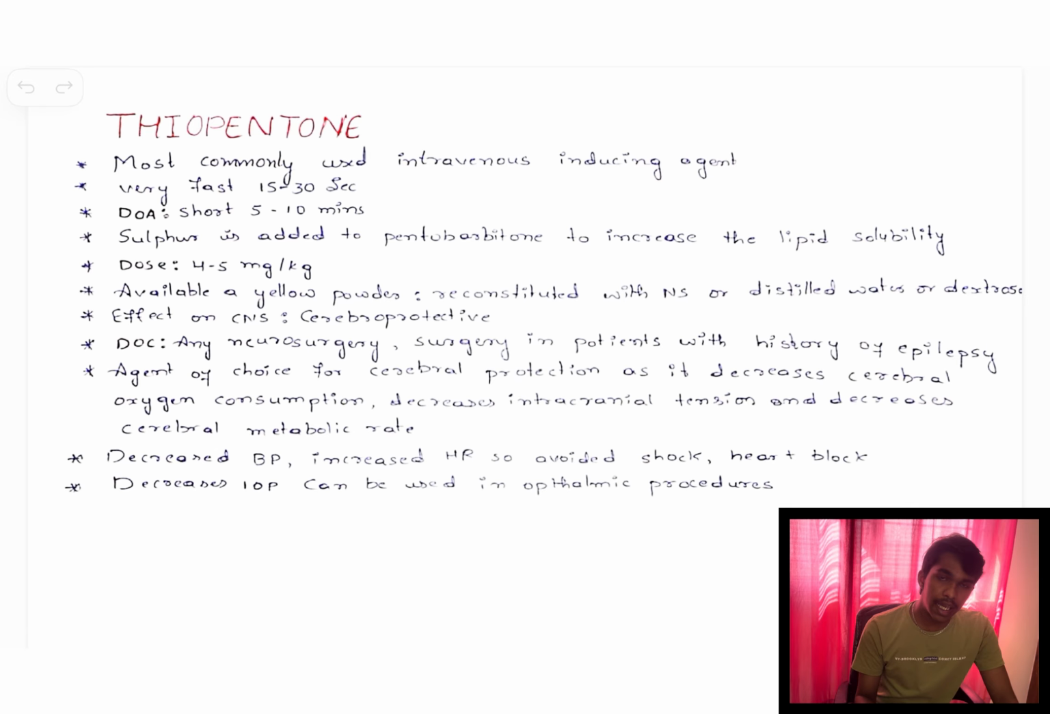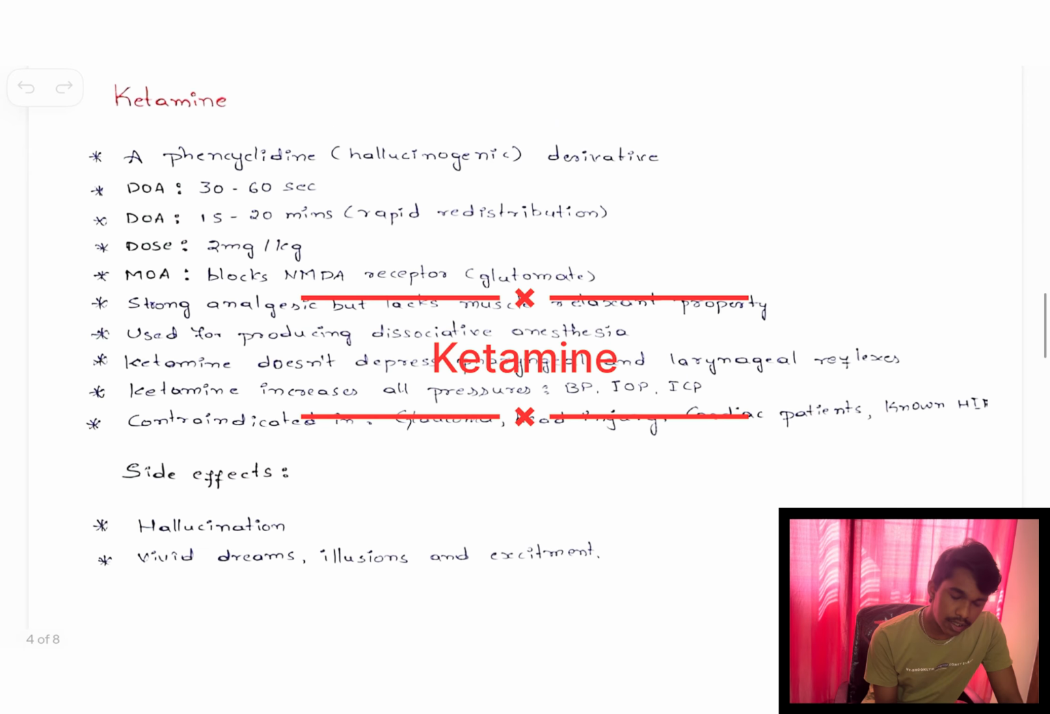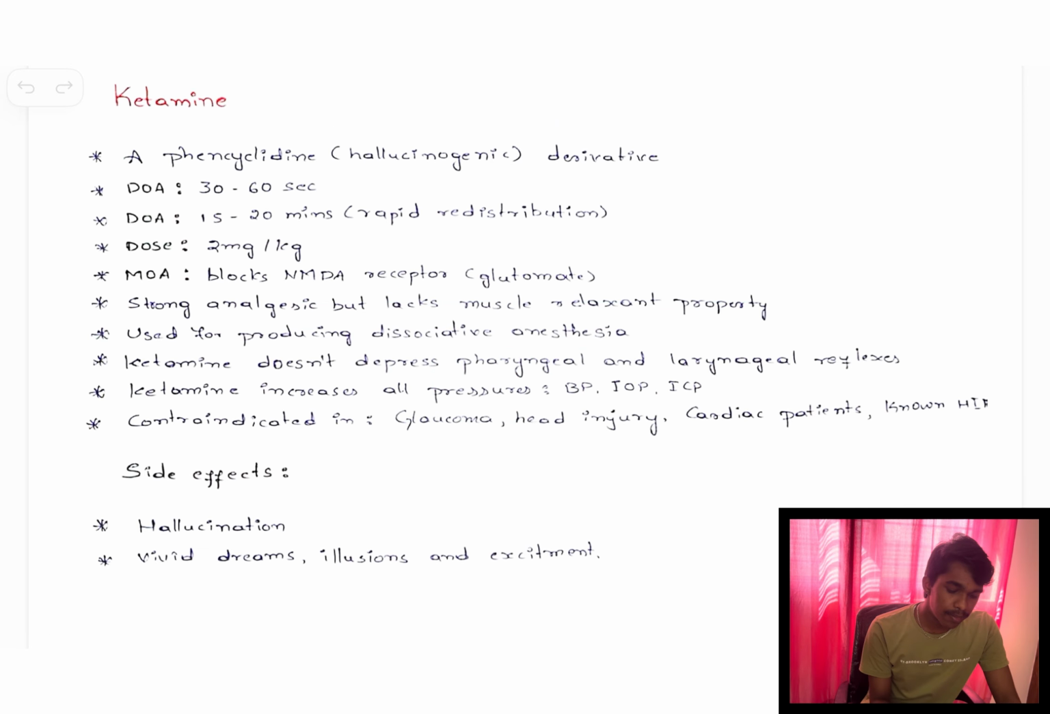Now we are going to study ketamine. This also you need to write in order. Ketamine is a phencyclidine derivative. The onset of action, or induction time, is 30 to 60 seconds. Duration of action is 15 to 20 minutes, and there will be rapid redistribution after this 15 to 20 minutes, to adipose tissue. Dose will be 2 mg per kg.